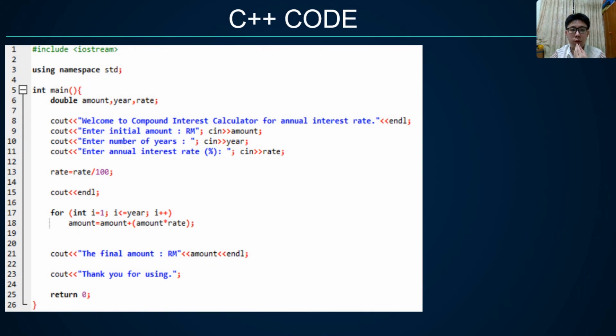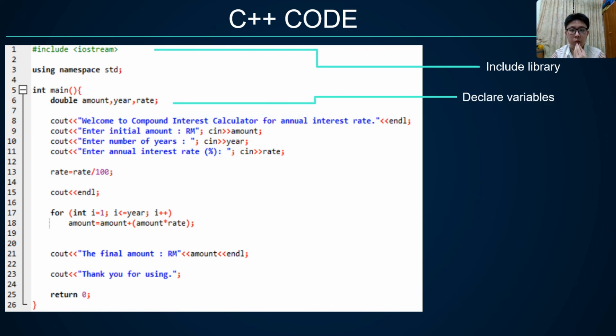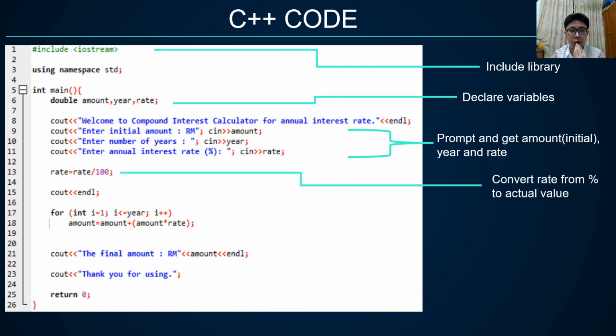So here is the C++ code. First, we'll be including the library iostream to allow the input and output functions. Next, we'll be declaring the variables, which are amount, year, and rate. After that, we'll be prompting and getting the initial amount, the year, and the rate. Next, we'll be setting rate equals to rate divided by 100 to change it from percentage to its actual value.